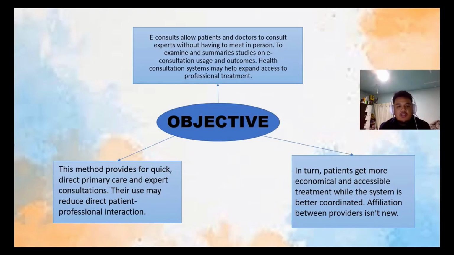A health consultation system may help expand access to professional treatment. The second is that this method provides quick and direct primary care and expert consultation. Their use may reduce direct patient-professional interaction between the patient and the doctor. In turn, patients get more economical and accessible treatment while the system is better coordinated.